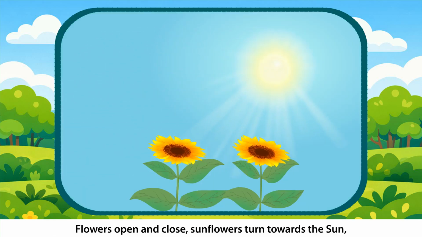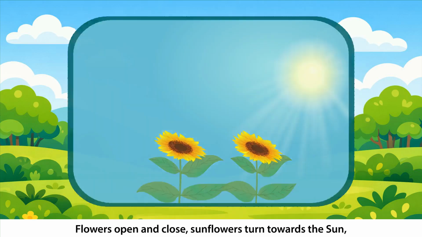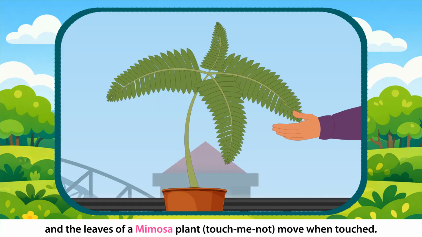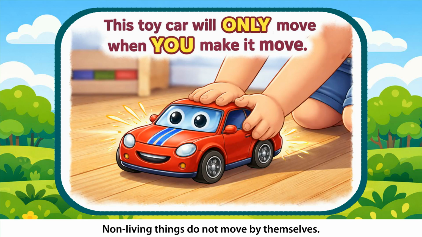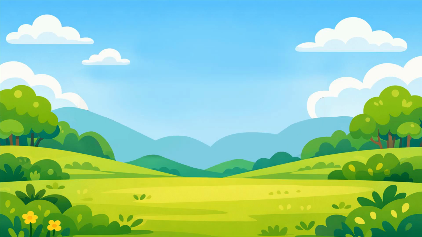Flowers open and close. Sunflowers turn towards the sun, and the leaves of mimosa plant, touch me not, move when touched. Non-living things do not move by themselves. For example, a toy car will only move when you make it move.